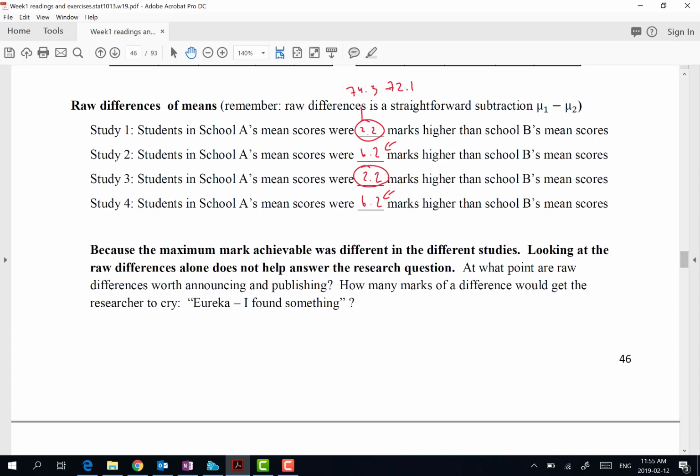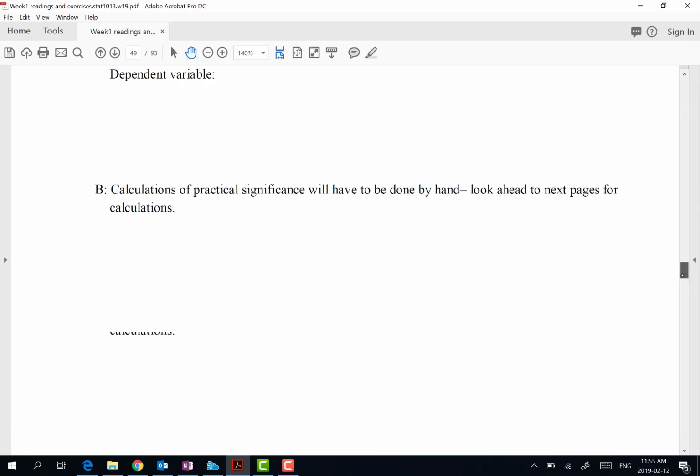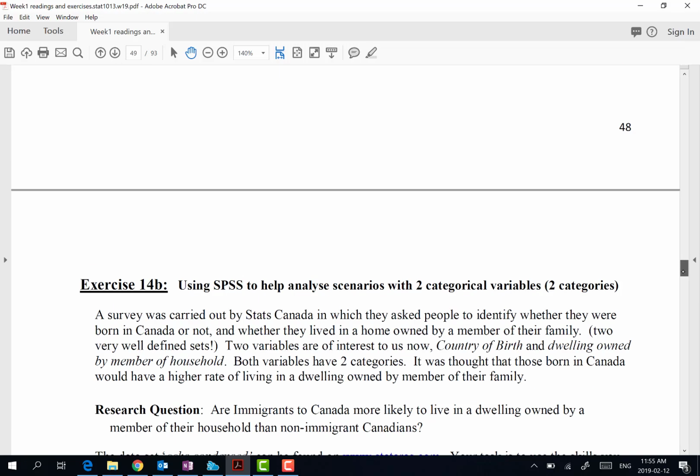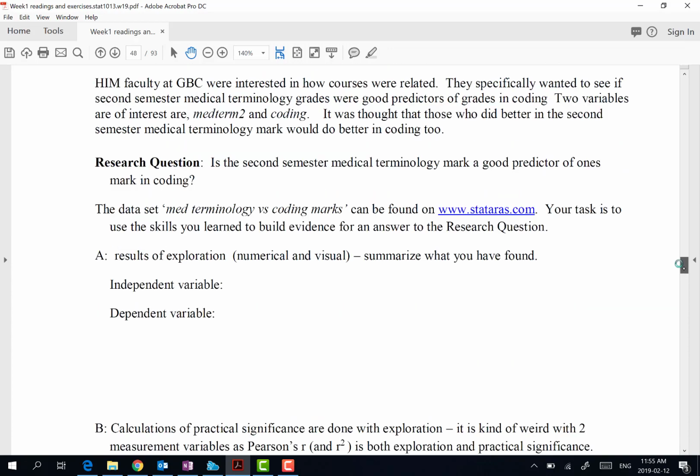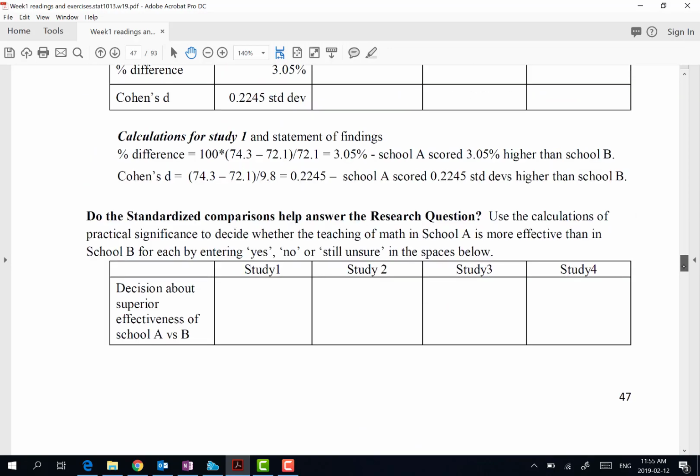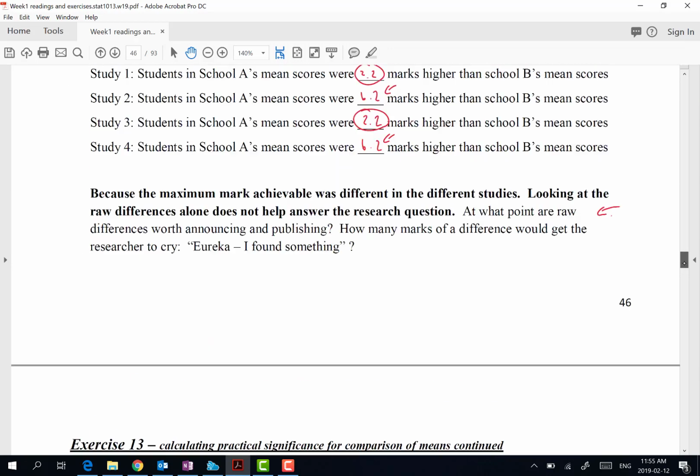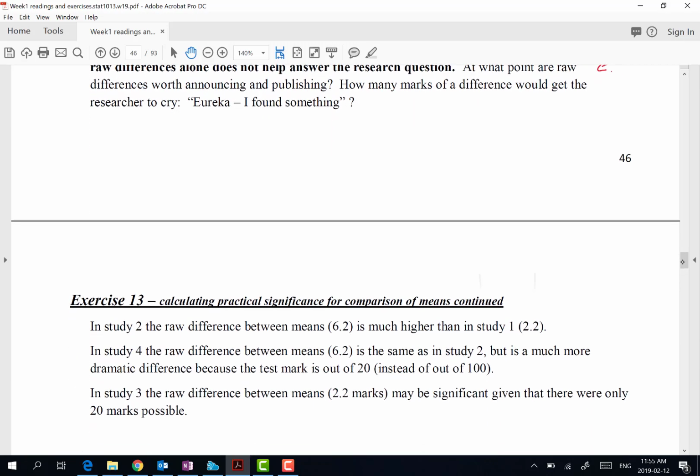So the question I'm asking here is the practical significance issue. At what point are raw differences worth announcing and publishing and saying, hooray, I found something? And that's a tricky thing. Sorry, I jumped way ahead here. I got to learn to scroll more slowly.